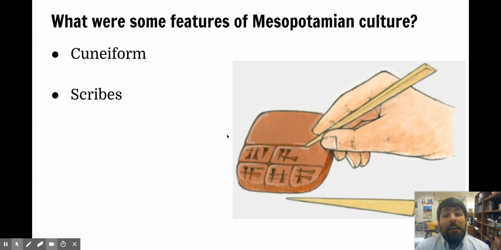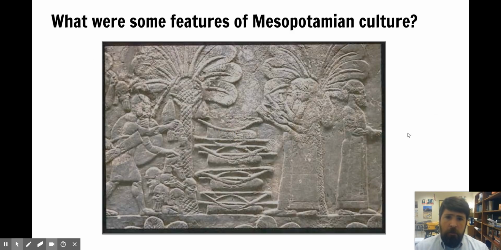Each word, each idea had its own symbol that you had to learn in order to be able to draw it. And scribes would take a stylus like what you see pictured here, and they would etch these wedge shapes into a clay tablet and then leave the clay out in the sun to dry and harden. Scribes were important members of Mesopotamian society.